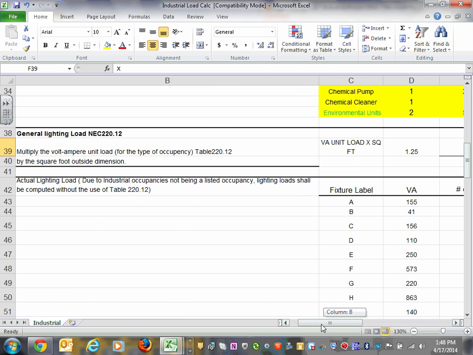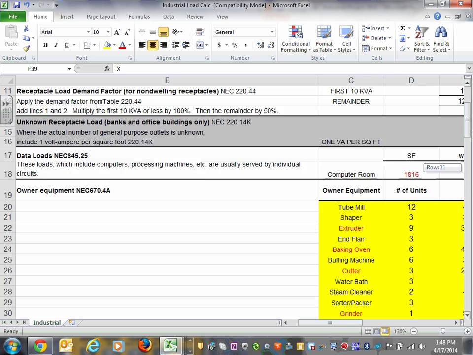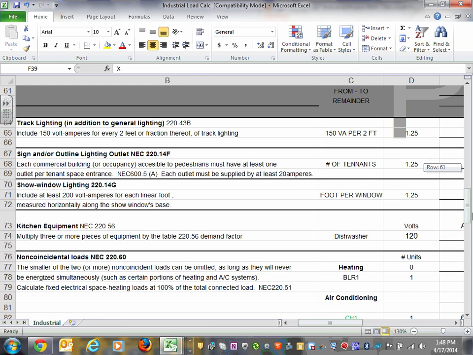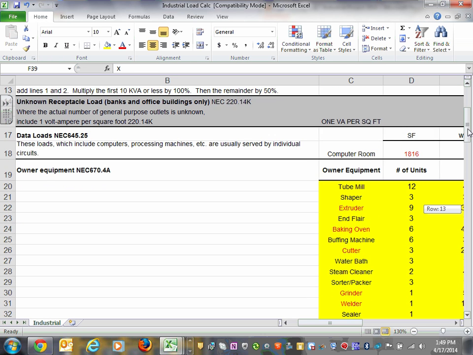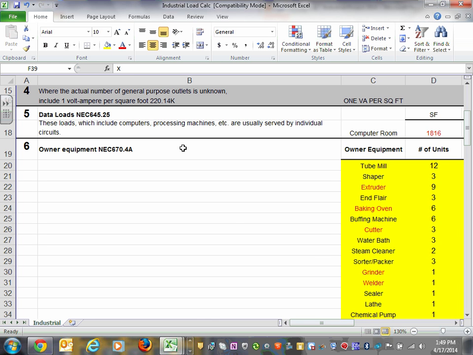Okay, so we calculated the lighting load, guys. Based on this, I'm going to go to lighting load. Okay, so let me go to another chunk of load that's called data load. There you go, right in here. So data loads, NEC 645.25. That came in 2011. It allows you to use the actual volt-amps for your servers, or an engineering method.